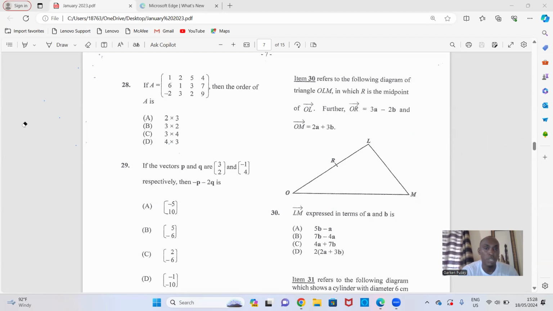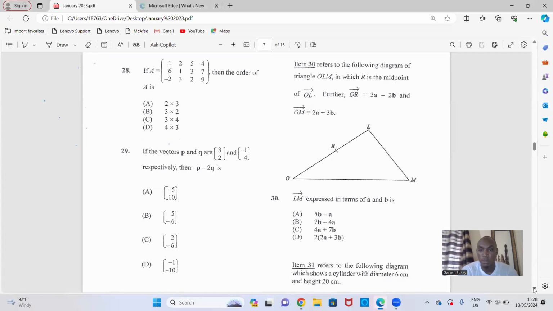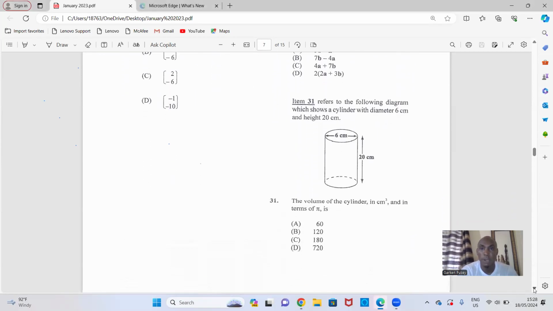If we weren't doing the explanation, of course, we'd finish the paper a long time ago, but I have to take my time so you guys fully understand.